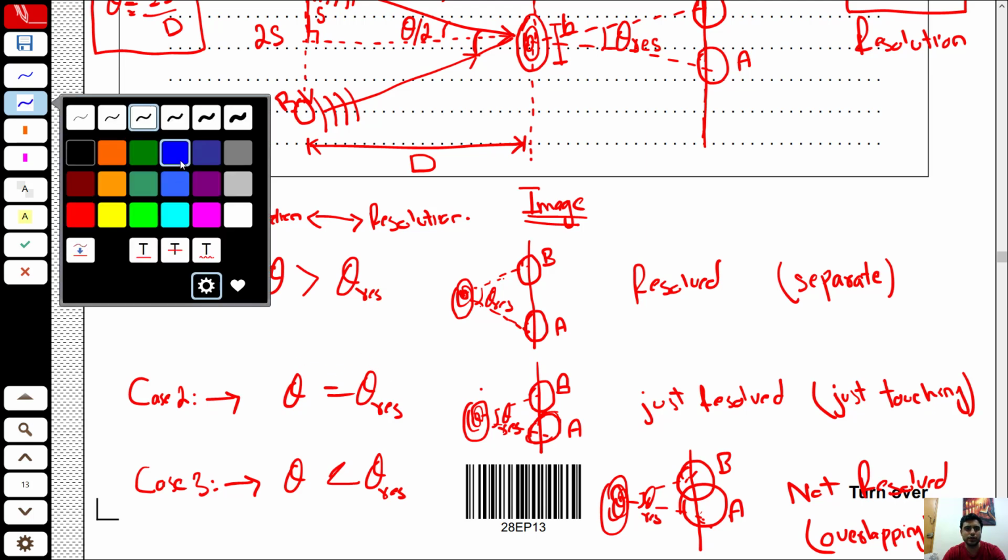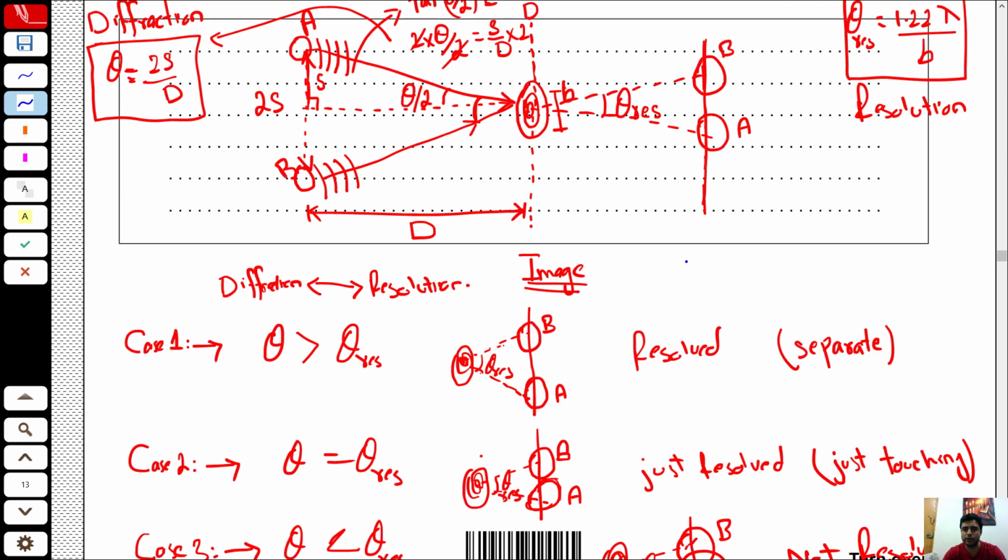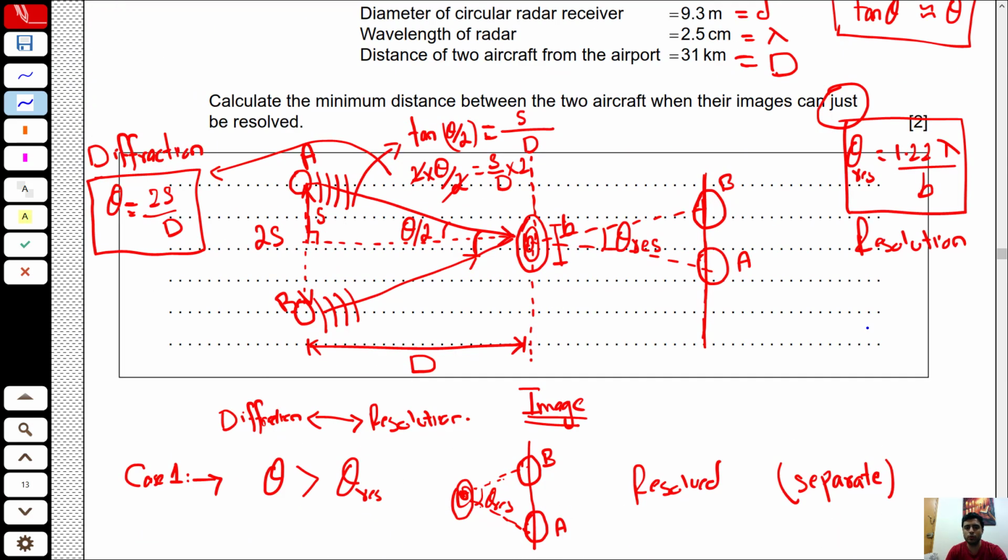Just getting a little bit messier here. Let me use a different color. So what we have to do is equate the two equations. The angle of diffraction has to equal the angle of resolution. The angle of diffraction is 2s, the distance between the two light sources, divided by capital D, the distance between the aperture and the light sources, equals the angle of resolution, which is 1.22 lambda over the diameter, which is b.